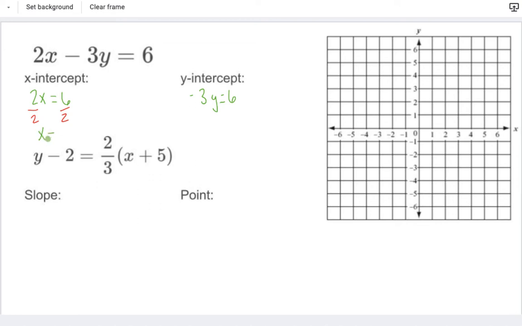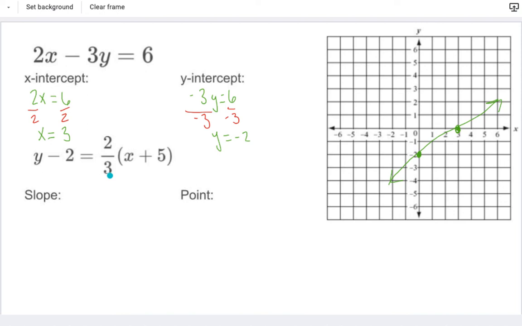So the x-intercept is 3. So it means on the x-axis at 3, there's a coordinate. For our y-intercept, we'll divide by -3. So the y-intercept is going to be -2. So -2 on the y-axis, there's a point, draw the line through them, and there's our line.